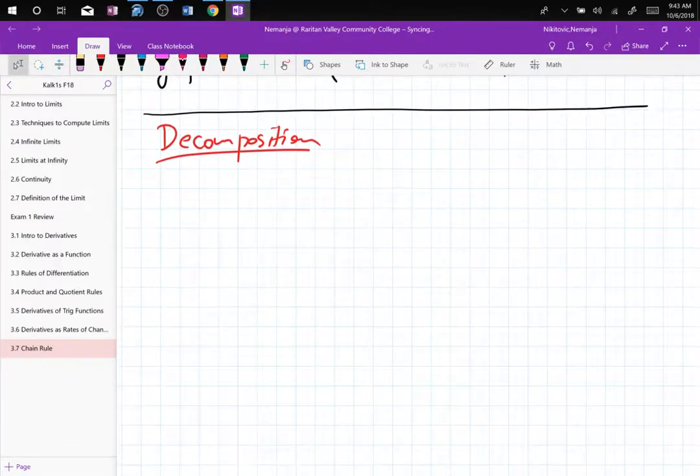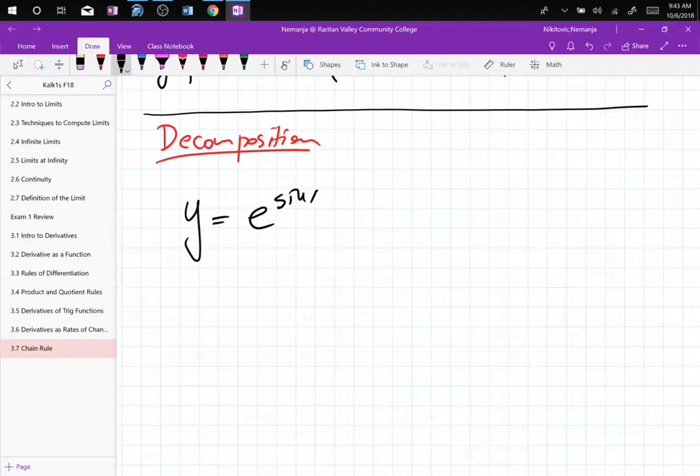Say you have the function y equals e to the sine x. It should be clear by looking at this that you have function e to the x lurking around and sine x. Do we all see that? E to the x and sine x? Good.